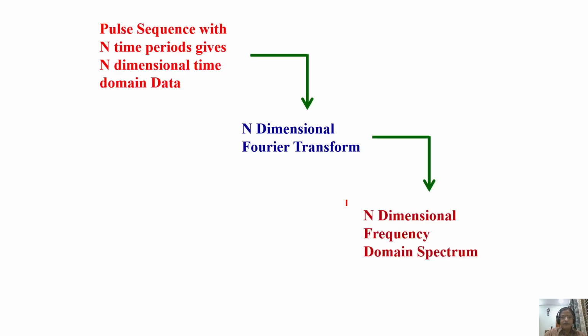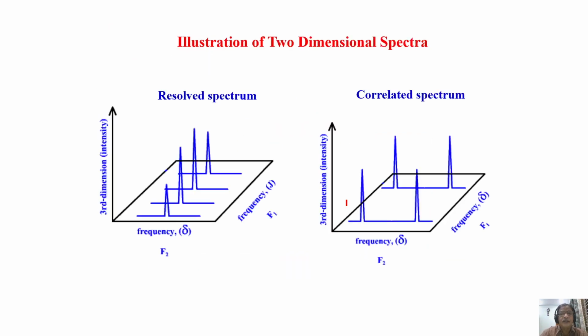Now, this is the logic. A pulse sequence with n time periods gives n-dimensional time domain data. You do an n-dimensional Fourier transform, you get an n-dimensional frequency spectrum. This is called n-dimensional NMR. You understand? A pulse sequence with n time periods gives n-dimensional time domain data. You do the n-dimensional Fourier transform, you get an n-dimensional frequency spectrum. It is called ND NMR.